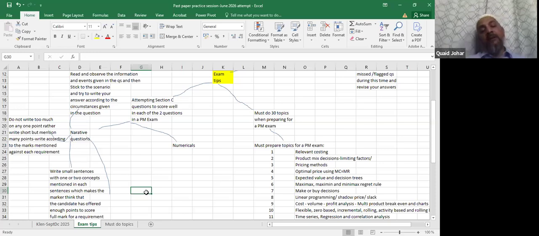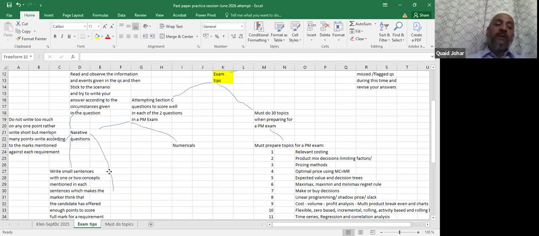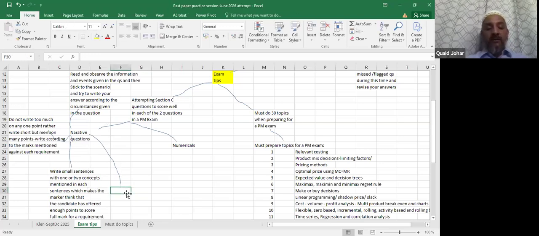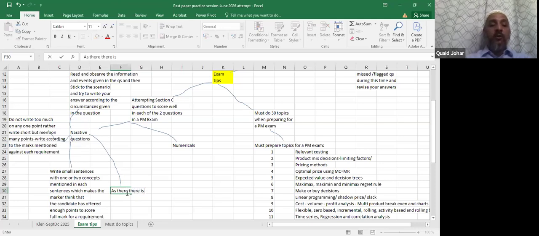And the 4th tip is, if you don't know anything or you don't know enough, please don't leave the question. You must write something against each question because there is no negative marking. So as there is no negative marking, in the exam, even if you write something wrong, you will get no marks. That's simple. You won't get a -1. So do not hesitate in writing things.